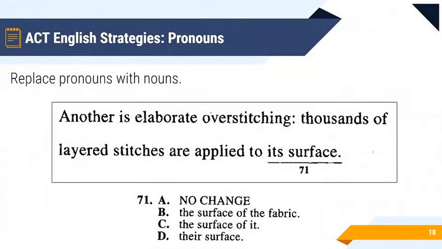Okay, the next one is pronouns. These are tricky because it's rare that they know what a noun is. And then to throw in a pronoun on top of that, it's a lot of information, but we just tell them to be very, very clear. So here it's these layered stitches are applied to its surface. I want to be very clear about the surface. What surface? The surface of what? So on this one, the only one that tells me the surface of what is my answer choice B, which is the surface of the fabric. It's very clear about what I'm talking about, the surface of the fabric.